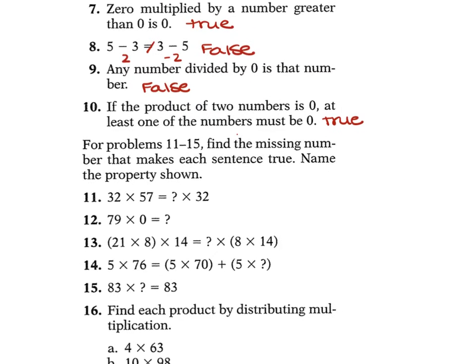For our next set of examples, it says for problems 11 through 15, find the missing number that makes each statement true. Name the property shown. So for 11, we have 32 times 57 is equal to something times 32. Well, this would be 57, and this is the commutative property. And I'm just going to abbreviate it by the COMM period. For 12, we have 79 times 0 is equal to what? Well, anything times 0 is 0, and this is just the 0 property.